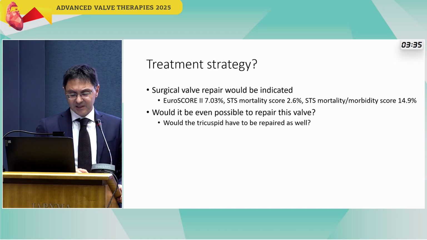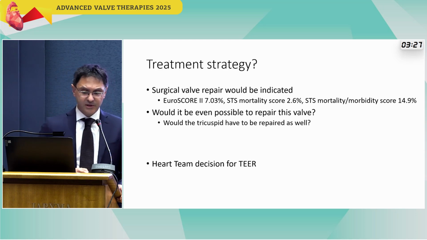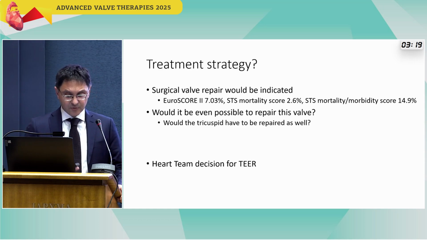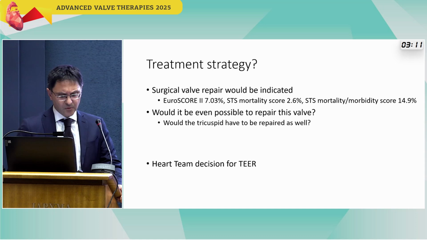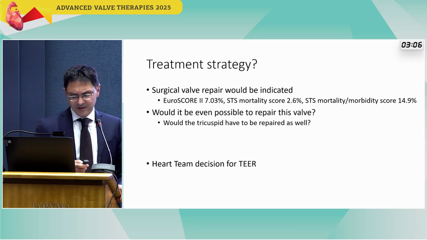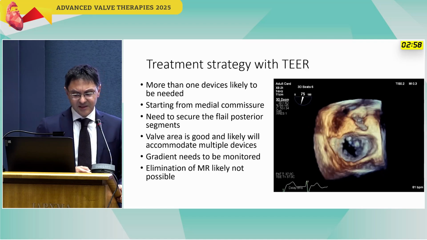So we discussed the case in our heart team. We considered the surgical therapy, although in this patient we see a very high EuroSCORE II. In this consideration, we thought if it would make sense to repair the tricuspid valve as well. Our heart team decision was to proceed with the TEER, since we were quite confident that we could help our patient interventionally. So more than one device was likely to be needed.